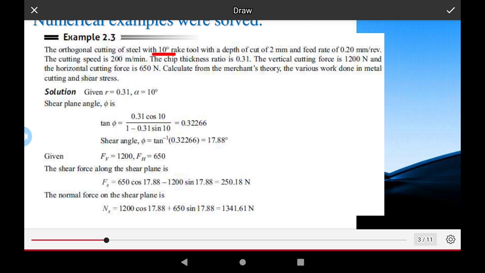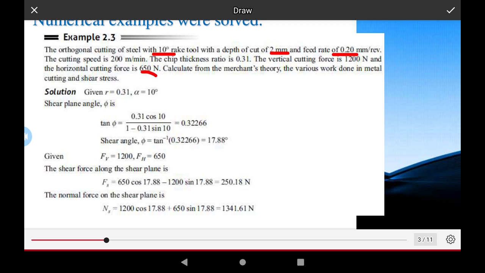Rake angle alpha is 10 degrees, with a depth of cut of 2 mm and a feed rate of 0.20 mm per revolution. The cutting speed is 200 meters per minute. The chip thickness ratio r is given as 0.13. The vertical cutting force Fv is 1200 Newtons and the horizontal cutting force Fh is 650 Newtons.